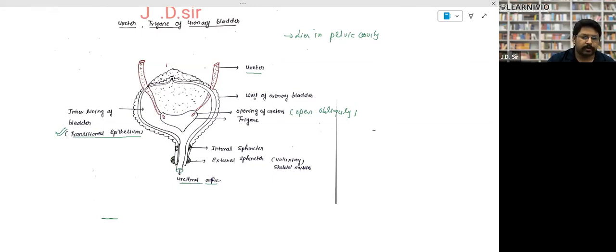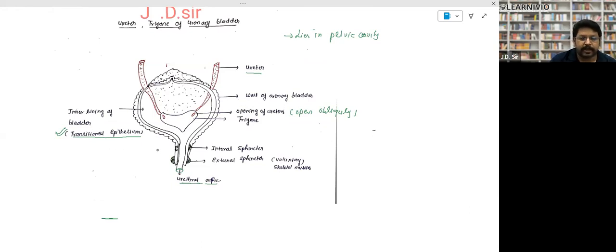There is no wall here, and this is the wall of the urinary bladder. And these ureters open obliquely. That you need to remember. That's why they do not require any kind of valve, right? They open obliquely. The inner lining of the urinary bladder is made up of transitional epithelium, right?